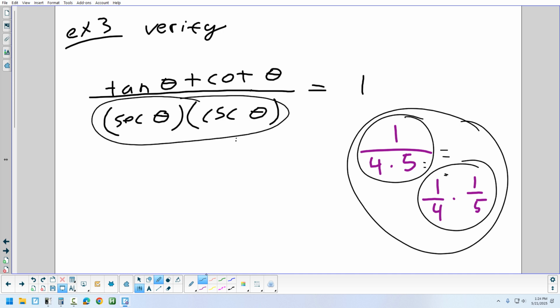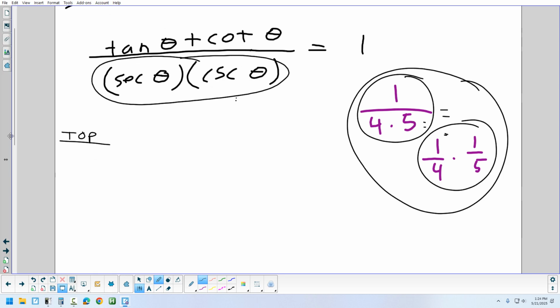Okay. So when I gave you a hint, I said for now, just leave the bottom as secant times cosecant. If you change it to sines and cosines, it's okay. You can still do it that way, but I think it's going to be more work. So let's just work with the top. All I'm going to do is focus on what's in the top. I'm going to come back and look at the bottom when I'm at the end. What's in the top? Tangent plus cotangent. So we're going to do this as its own problem. Tangent plus cotangent. What can you change tangent to?